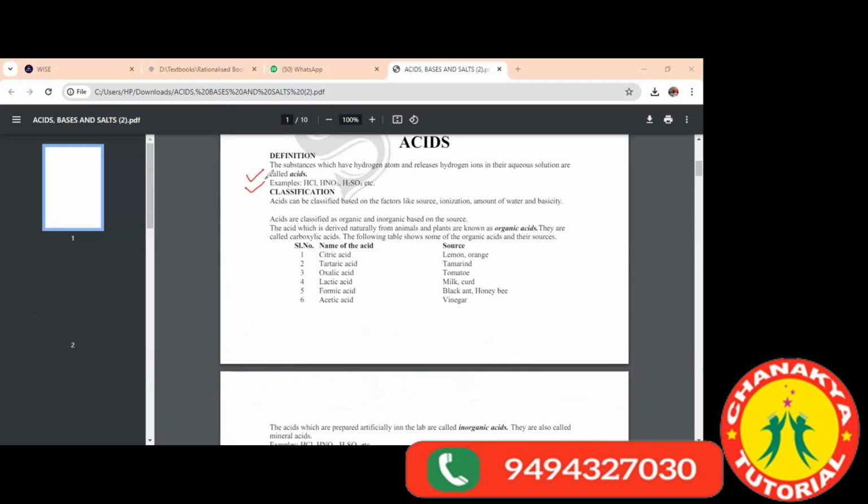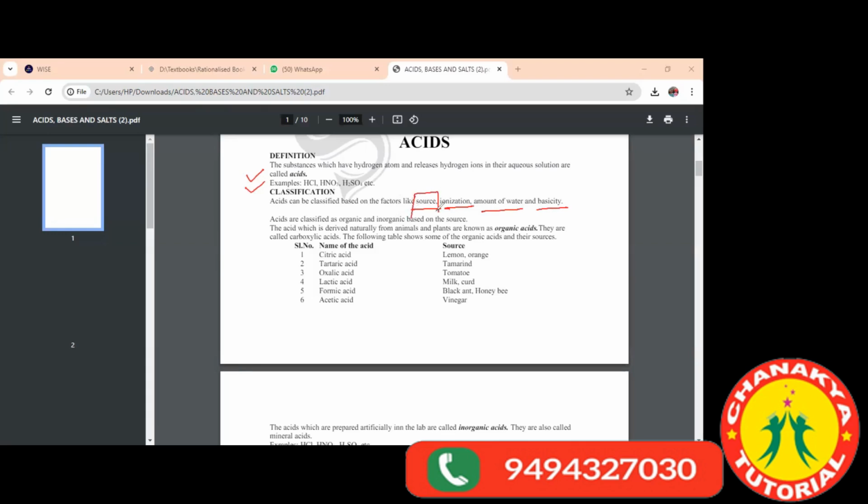But these are further classified in different ways, meaning organic acid and inorganic acid. And this organic and inorganic classification is completely dependent upon the source, right? So acid can be classified on factors like source, then the ionization, then the amount of water, and the basicity. These are the four factors by which we are able to classify them. First one is source, from where you obtain it.